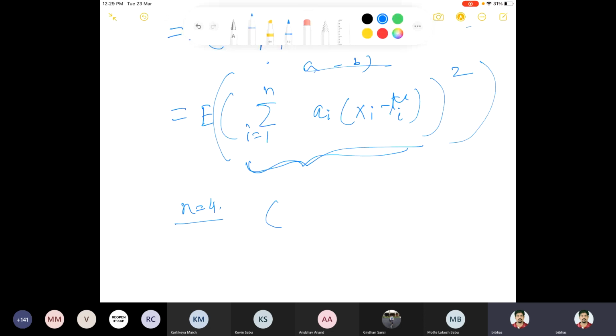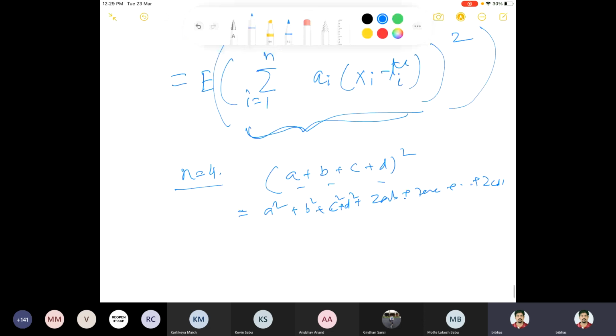Okay, then what is happening? It is like a plus b plus c plus d, let's say a fourth term, and the square of this. Now if you do that, what do you get? It is a square plus b square plus c square plus d square, and if you expand it, you'll see 2ab plus 2ac and so on, plus 2cd. And then the expectation will act on these individual terms.